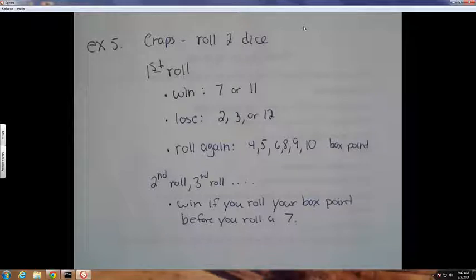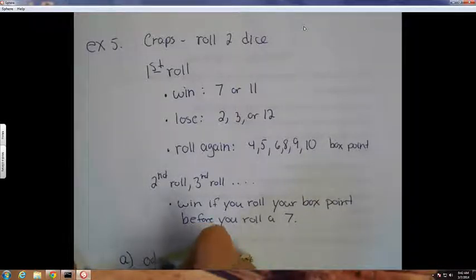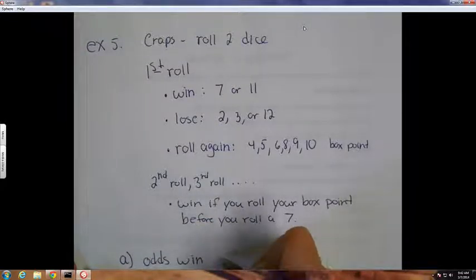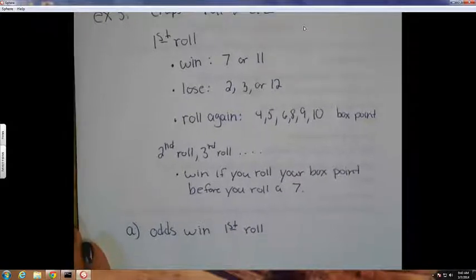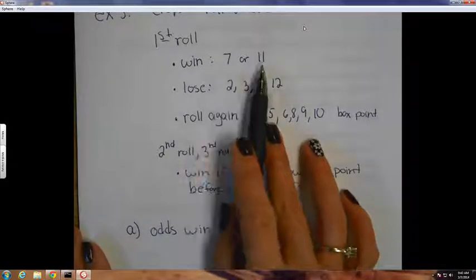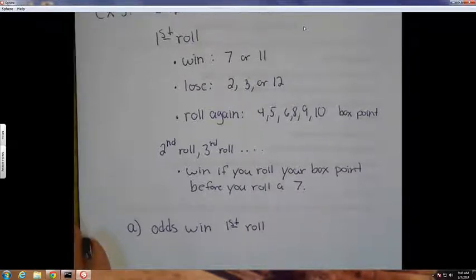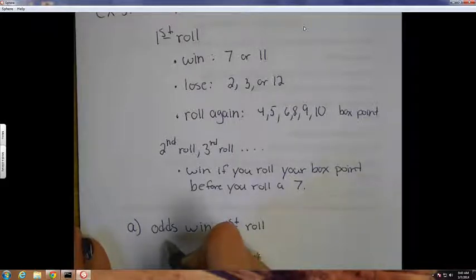Okay, I got 3 questions here. What are the odds that you win on your first roll? Okay, so we win if we roll a sum of 7 or 11. So let's list out all the ways to get a sum of 7 on the 2 dice. So see the tree in your head. How can you get a sum of 7? Start at the top of the tree.